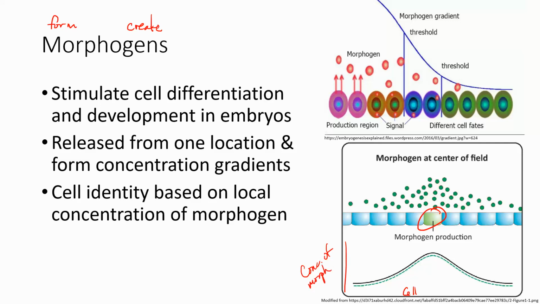So notice right next to the morphogen producing cell, you have a high concentration of morphogen. That will trigger those cells to differentiate into a specific type of cell. Farther away, you're going to have lower concentrations of that morphogen, which will indicate a different cell fate. It's really complex, but really kind of neat when you start to look at it.